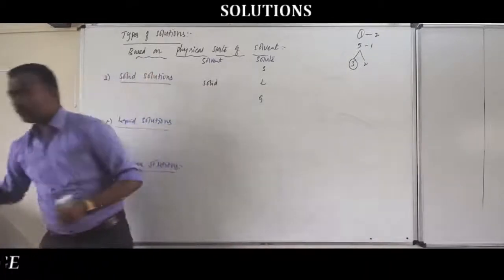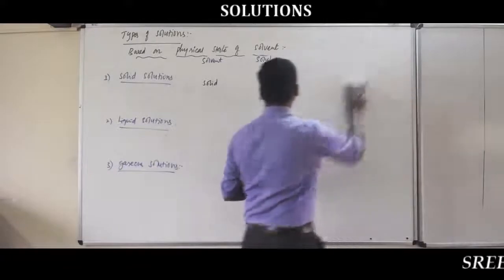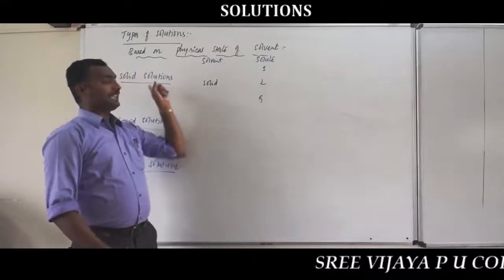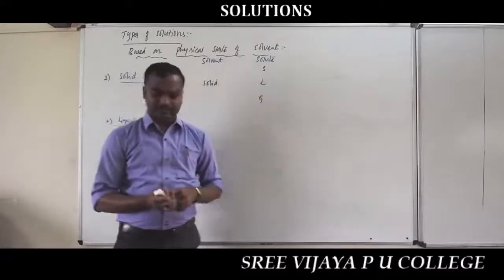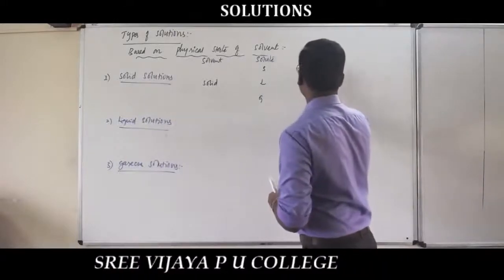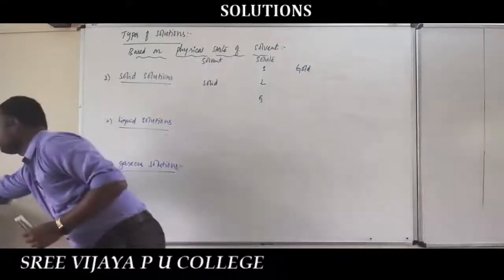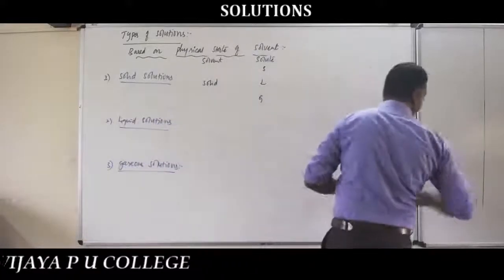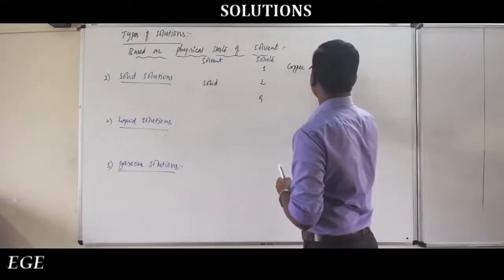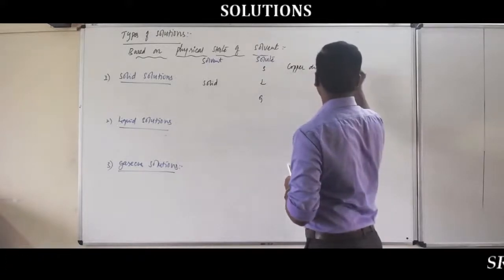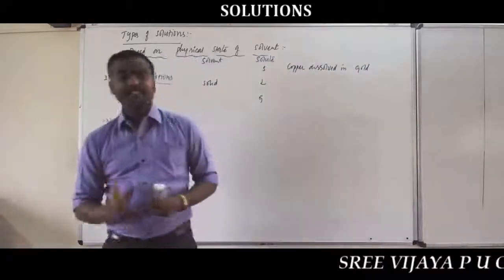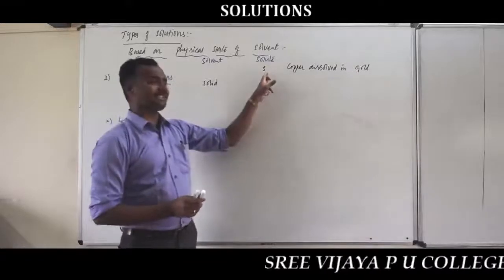Now let us take one example for each. Let us take a solid solution, an example for a solid solution in which the solute is solid. The best example is gold dissolved in copper, or copper dissolved in gold. Copper dissolved in gold. That's the best example for a solid solution in which the solute is solid.